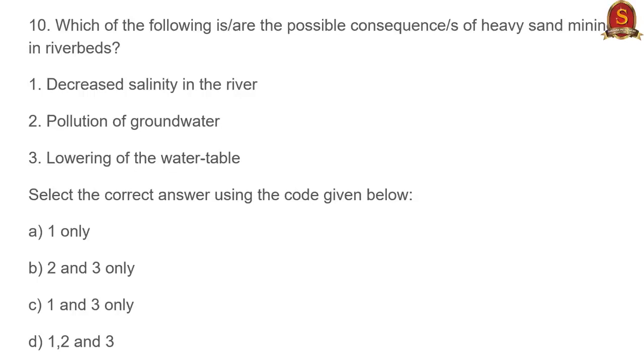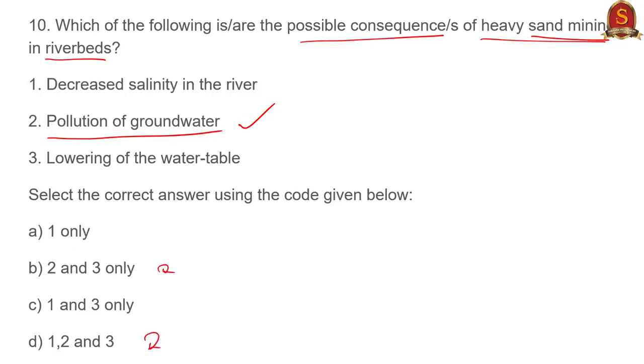Now, question 10. Which of the following are possible consequences of heavy sand mining in riverbeds? Now, this was part of the 2018 prelims question, and all you need to do to crack this question was apply a semblance of logic. Let's talk about it. You're talking about heavy sand mining, so pollution of groundwater, yeah, pretty much true. So the second statement will definitely stay. If the second statement is right, sand mining will obviously contribute to pollution of groundwater, which means immediately you're narrowing down to options B and D.